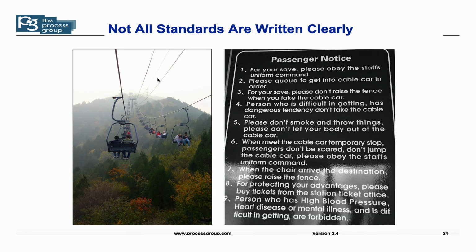So not all standards are written clearly. This is a notice at the beginning of a cable car ride in northwest Beijing, as you're going to go over the forest and see the colors change.